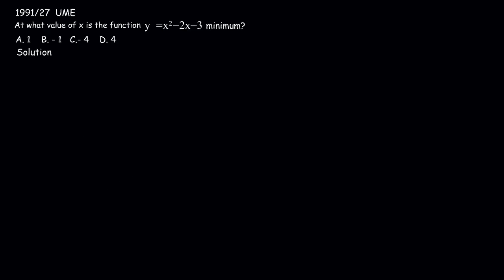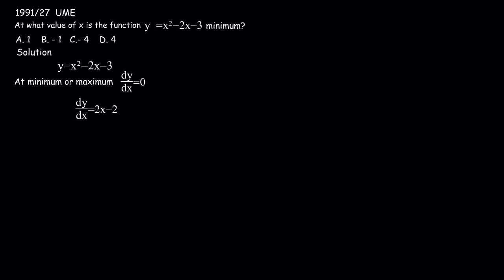Our next question states that at what value of x is the function y equals x squared minus 2x minus 3 minimum? Now the very first thing we are going to do is write down our equation y equals x squared minus 2x minus 3. And since it's a quadratic equation, we have just one turning point, so there will be no need to test if it's minimum or maximum. And we know that at minimum or maximum, the dy over dx is equal to 0. So differentiating our equation, dy over dx will be equal to 2x minus 2.